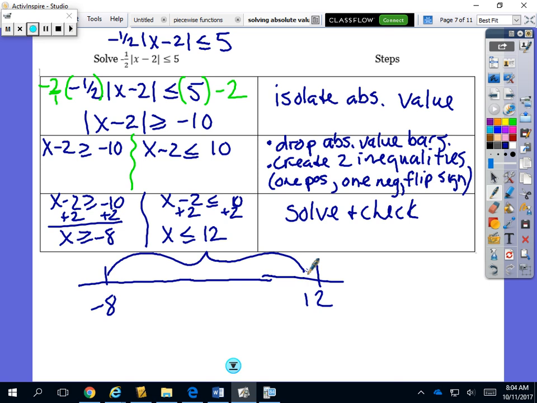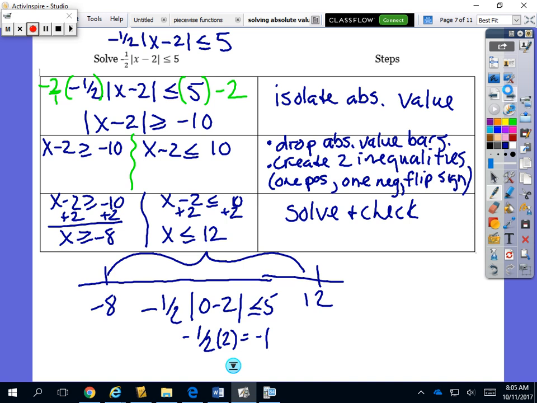Let's put 0 in, because if 0 works, we pretty much can tell all those numbers are going to work. So negative 1/2, absolute value of 0 minus 2 is less than or equal to 5. Well, let's see. 0 minus 2 is negative 2. Absolute value of negative 2 is 2. So negative 1/2 of 2 is negative 1. That's less than or equal to 5. So I think we're good here. The other one I had incorrect in my head. Okay.